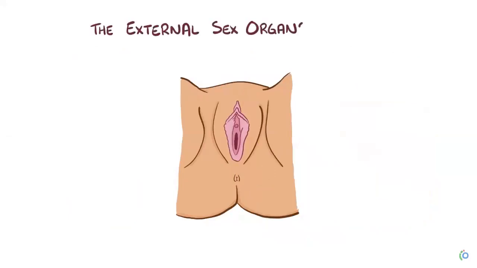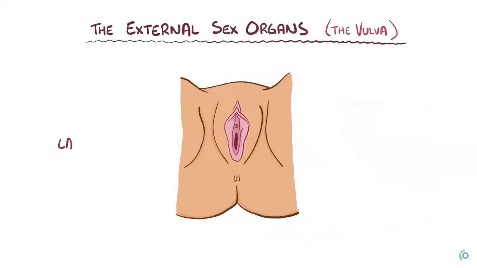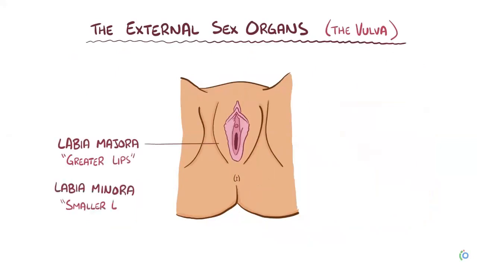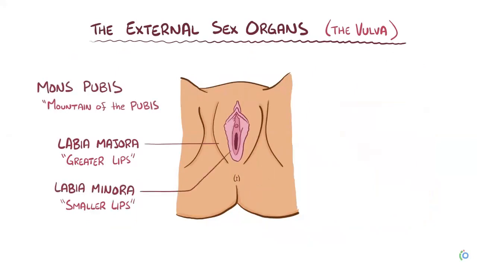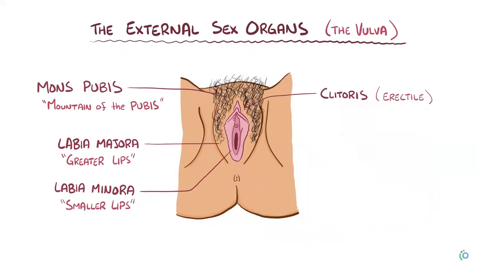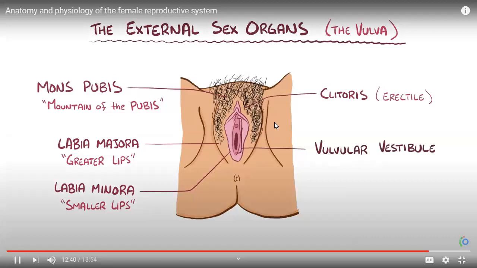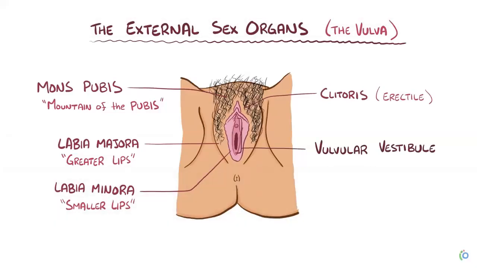The external sex organs, together referred to as the vulva, are the labia majora, which are called the 2 greater lips, the labia minora, or the 2 smaller lips, the mons pubis, or the mountain of pubis, and the clitoris, which is a small erectile organ that developed from the same embryonic tissue as the male penis, and it's hooded by a skin fold called the clitoral hood. Both the labia majora and the mons pubis become covered in pubic hair during puberty. The labia majora cover the labia minora, and between the 2 labia minora there's a space called the vulvular vestibule, and that includes the openings of the vagina and the urethral opening.